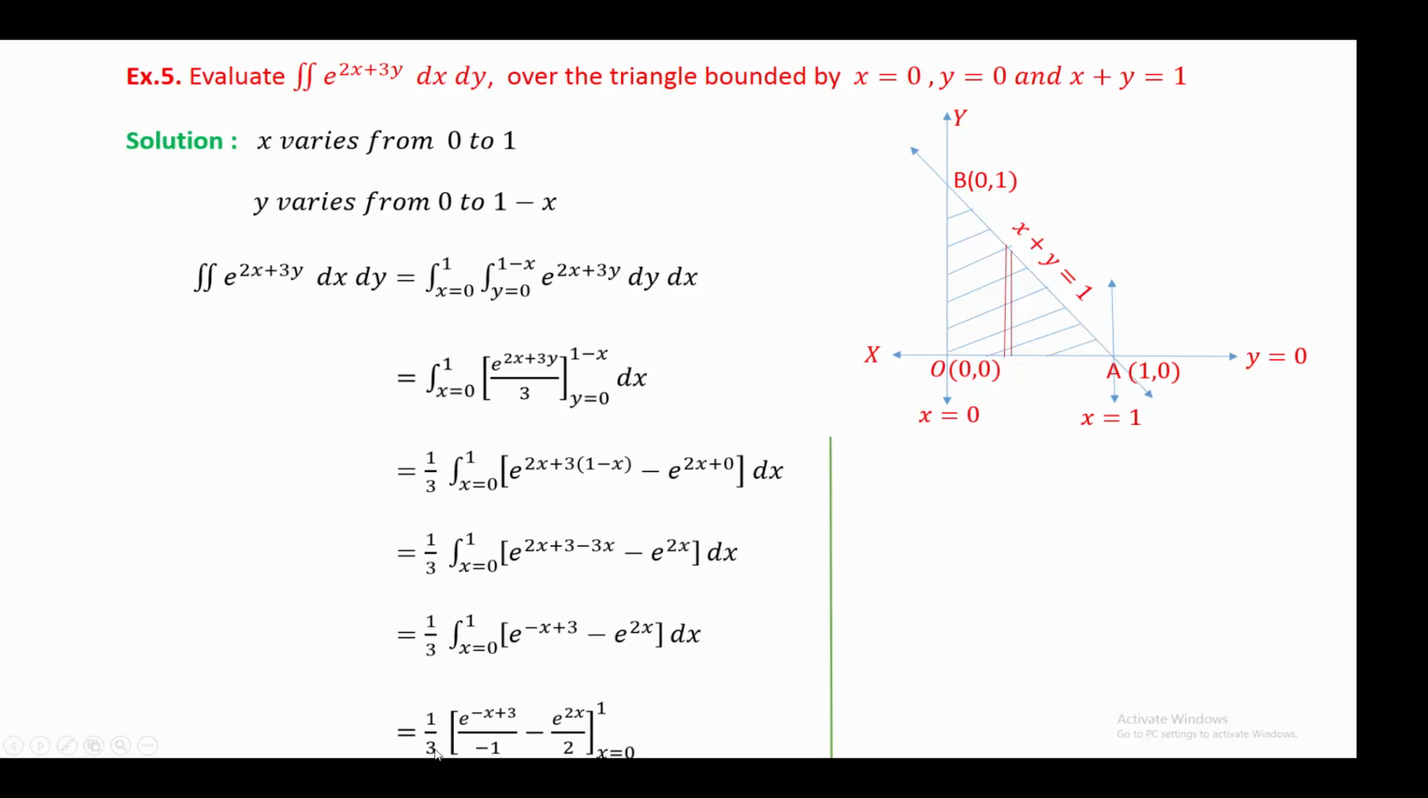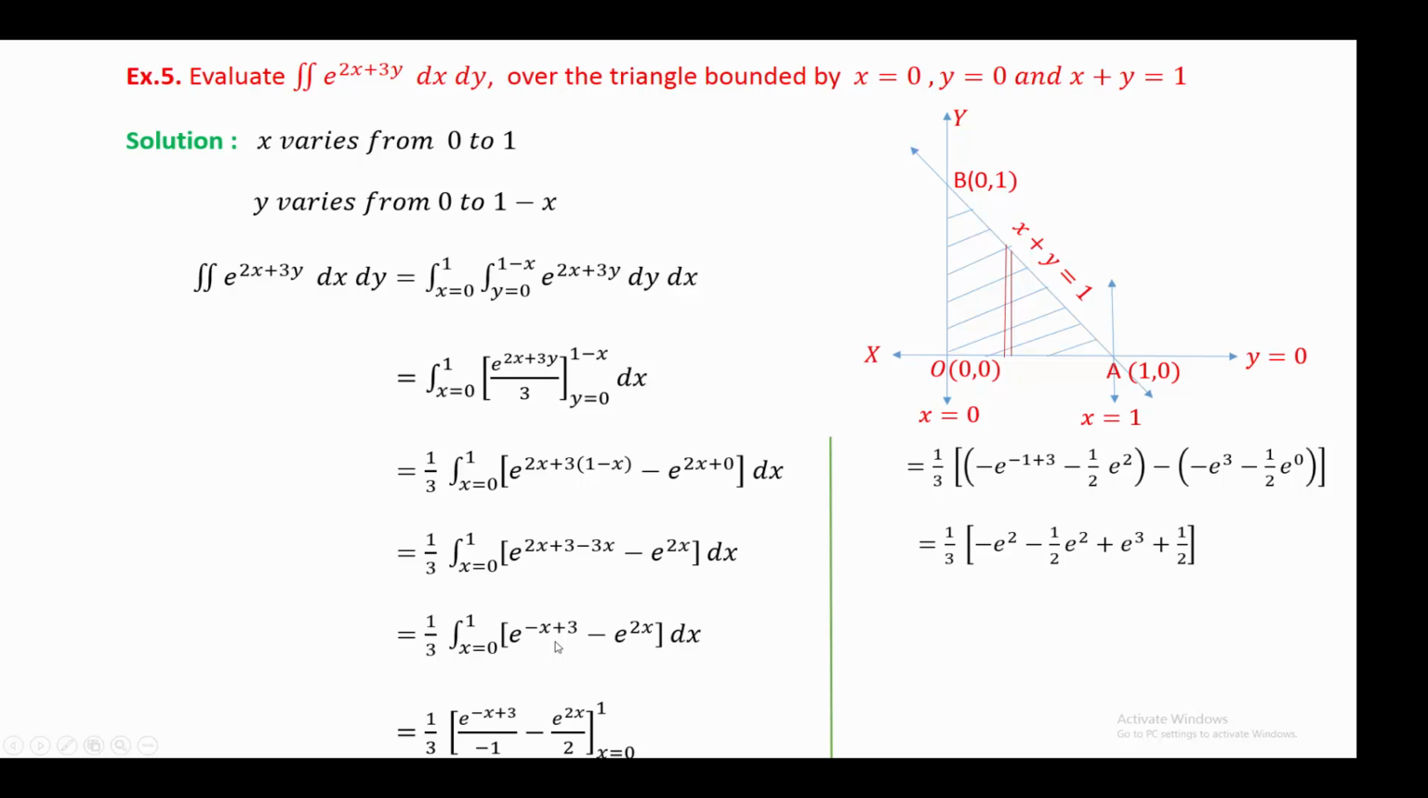Now integrate this term, 1 by 3. The integration of e raised to x is e raised to x, so e raised to minus x plus 3 divided by the coefficient of x, minus 1, minus of the integration of e raised to 2x, which is e raised to 2x divided by the coefficient of x, 2, x varies from 0 to 1. Now in each term first put the upper limit, then put the lower limit. So 1 by 3, inside the bracket, minus of e raised to, put the value of x is 1, e raised to minus 1 plus 3, minus of e raised to 2 by 2, e square by 2, minus of, put the value of x is 0, means lower limit, minus of e raised to 0 plus 3 is e raised to 3, then minus of 1 half e raised to 0, equal to, we get 1 by 3.